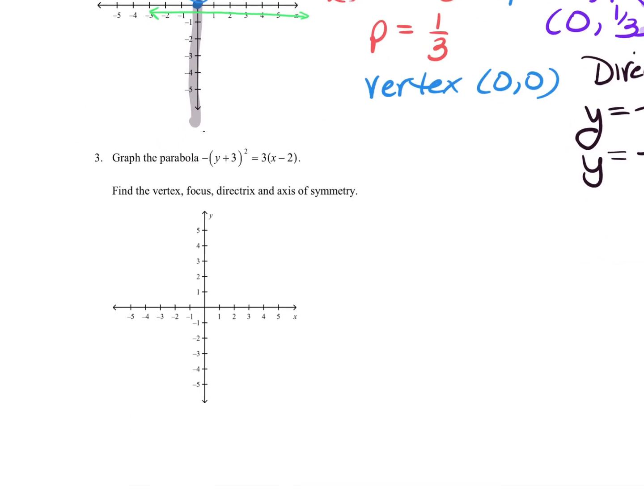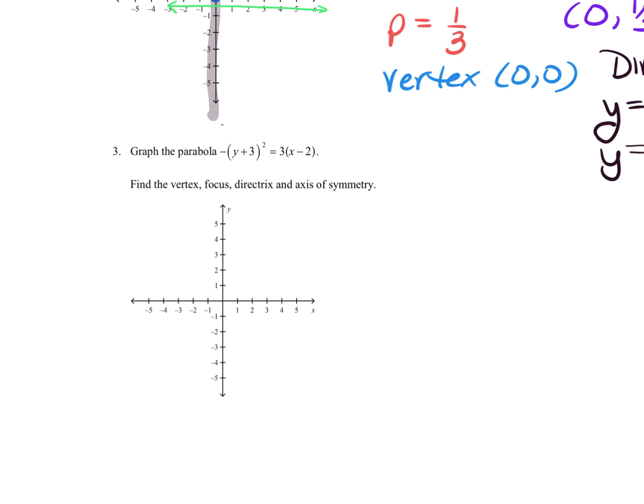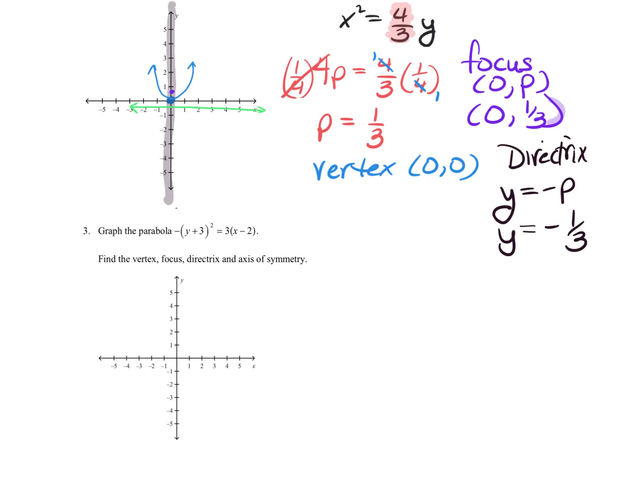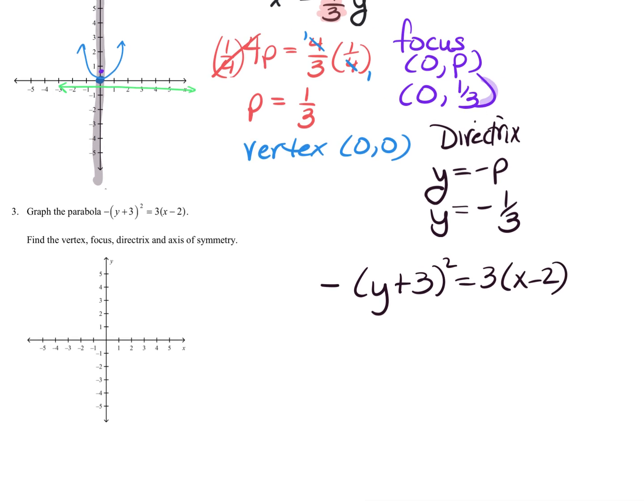Okay, so for number 3, remember, isolate the squared term first. So let me go ahead and rewrite my equation here. It's got negative, and then parenthesis y plus 3 squared equals 3 parenthesis x minus 2. So this one, it's got something added or subtracted to that x and y. So this is a clue that your vertex is not going to be at 0, 0.